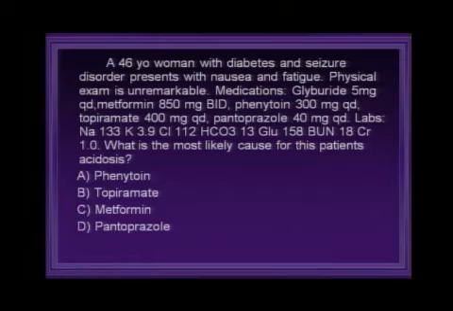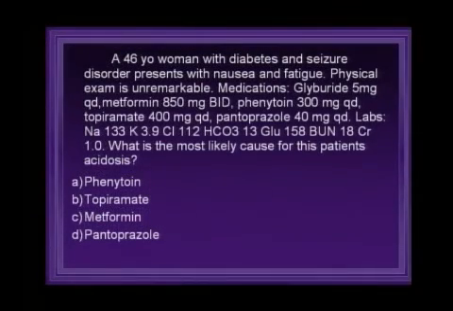So this is a 46-year-old who comes in with fatigue and nausea, and some labs are obtained, and we find a bicarb of 13, and we're scratching our heads on why she has a bicarb of 13. So I'm going to ask you, which of these is the most likely cause? Is it her Dilantin? Is it topiramate? Is it her metformin? Or is it her pantoprazole? So which one is the most likely cause for acidosis?